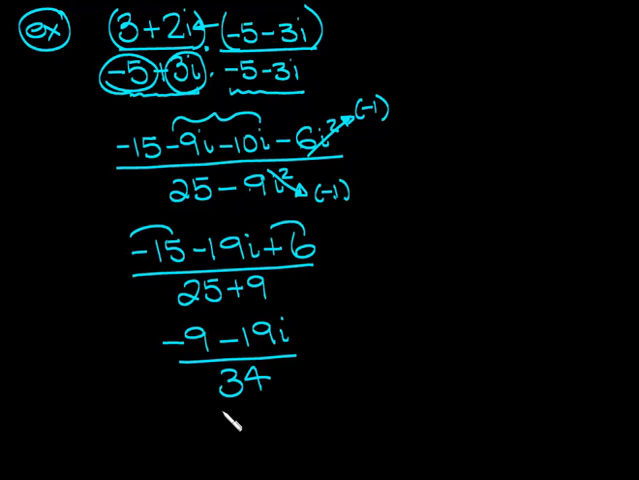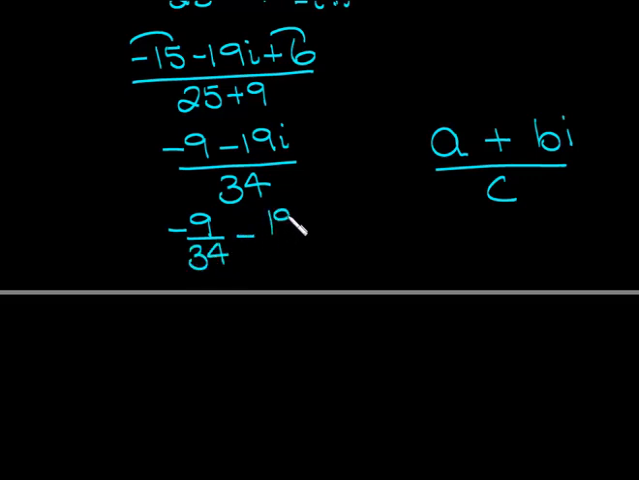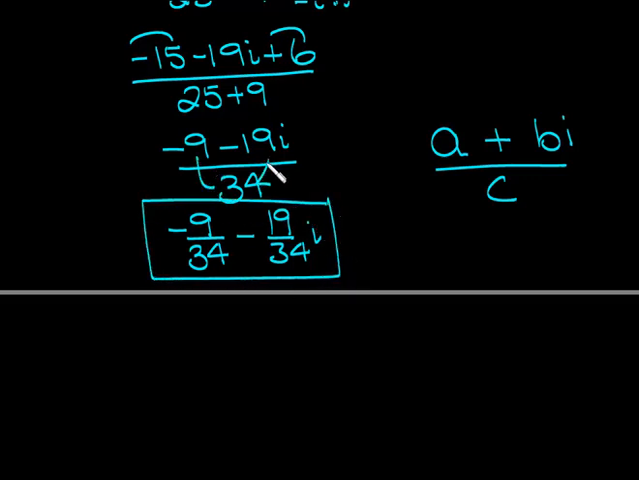Once again, you might be tempted to say, oh, I'm done. But remember, with complex numbers, we always want to write the real part and the imaginary part separate. If I put them under one denominator, they are no longer separate. So we need to separate the real part. So you take negative 9 over 34 minus 19 over 34i. So there's your right answer. You always want to split up that numerator. And that's pretty much it with complex numbers.